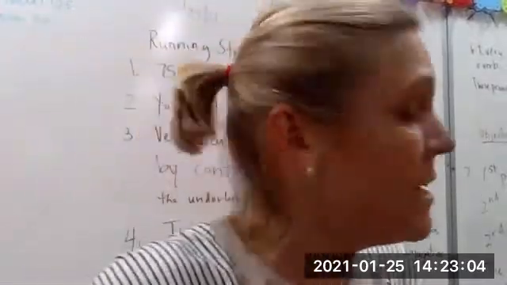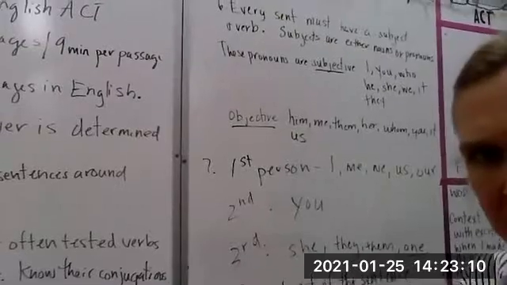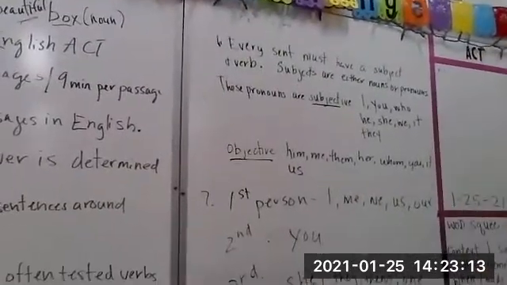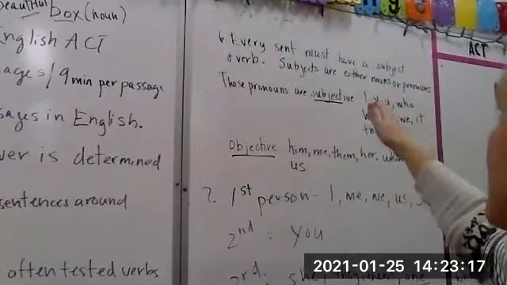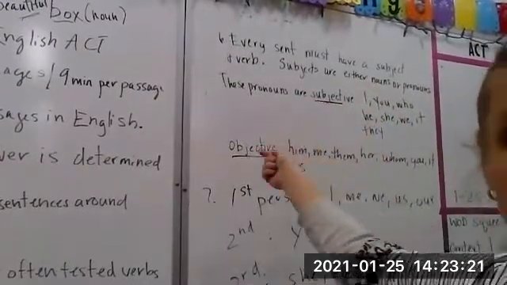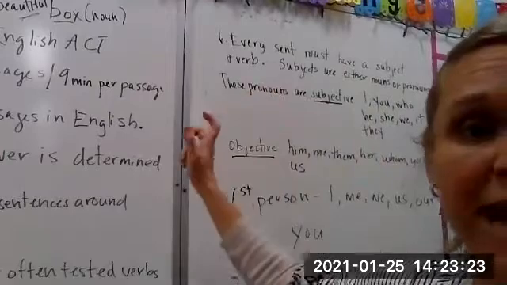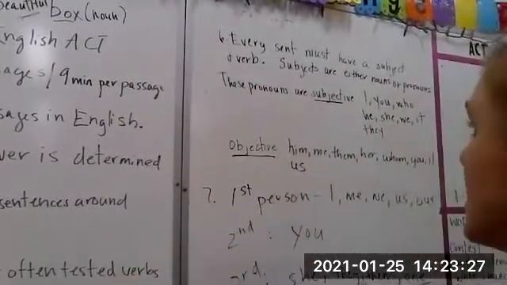And that's really what number 6 says, which we did not get to in second period. Every sentence must have a subject and a verb in order to be a sentence. Subjects are either nouns or pronouns. What a subjective pronoun is, it's a pronoun that you can use as the subject of a sentence, the doer of the action. That's the definition of a subject.